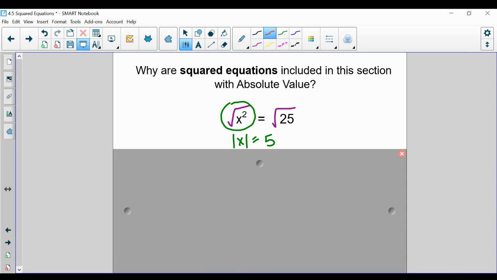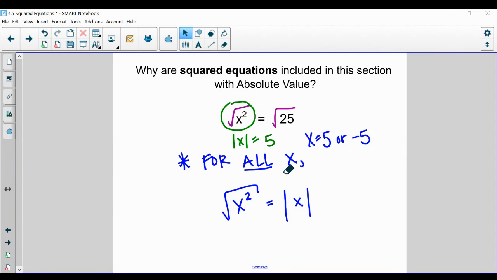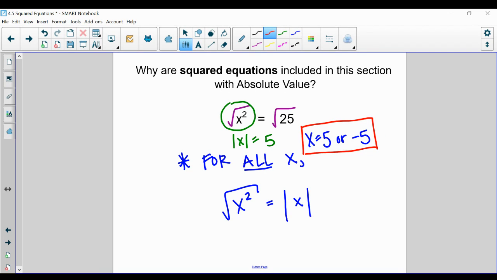The reason for that is that it is going to help us remember to think about both our positive solution and our negative solution. Because if I have the absolute value of x equals 5, I know that x is either going to be 5 or negative 5. So when I say that for all values of x, the square root of x squared is the same as the absolute value of x, it's helping us to remember both our positive and our negative solution. Remember, absolute value is a number's distance from 0, and both 5 and negative 5 are 5 spots away from 0. So hopefully this helps, and we're going to continue to keep this rule in mind.